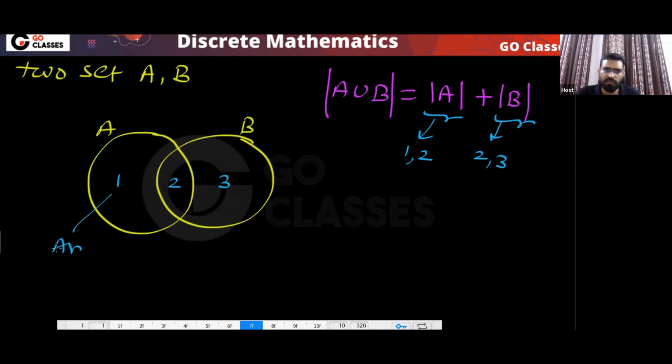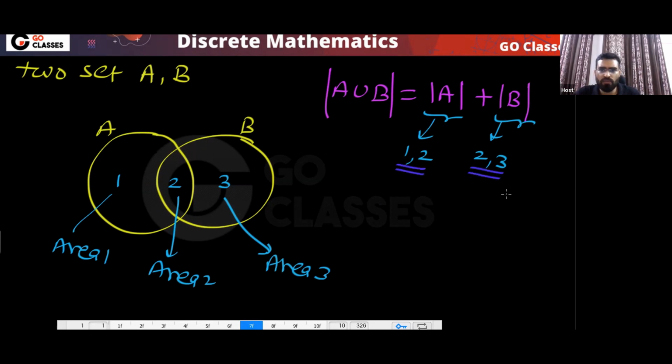So this is your area 1, this is your area 2, and this is your area 3. When you do the number of elements in A, you are counting the elements in area 1 comma 2. Here you are counting number of elements in area 2 comma 3. But you can notice these elements in this area. This area 2 is basically the A intersection B area.